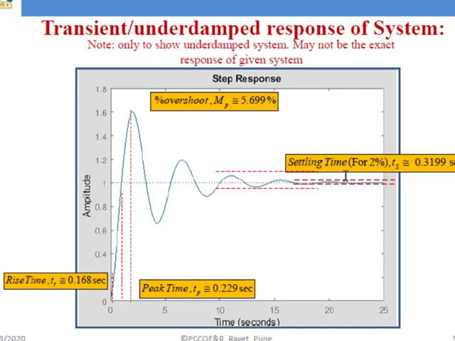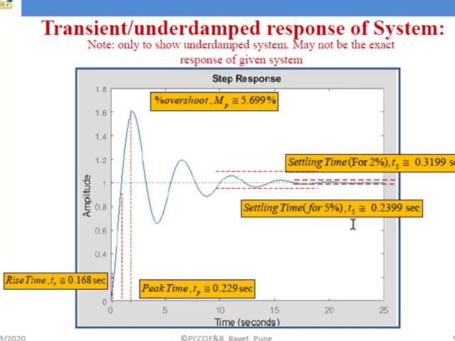Next, settling time for 2% is Ts, approximately equal to 0.3199 seconds. And next for 5%, Ts is approximately equal to 0.2399 seconds. So you can see here, for 2% to settle down, it requires more time as compared to 5%. You can see the tolerance band for 5% and 2%. The 2% tolerance band is narrow and the larger tolerance band is for 5%. So that's why there is a time difference.